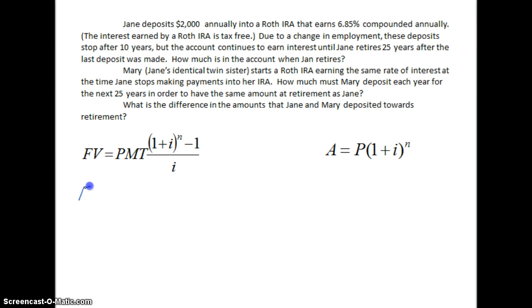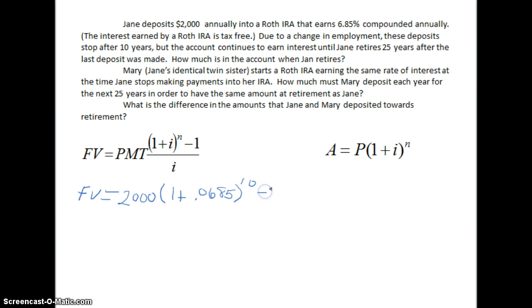Future value is equal to the payment. Well, the payment we know is what you're depositing. And so in Jane's case, she's putting in $2,000 annually. And then we have 1 plus the interest rate, which we know we have to change to a decimal, so 0.0685. The exponent is the number of compounding periods, and this is annual, and it's happening for 10 years that she's making these deposits of $2,000 a year.